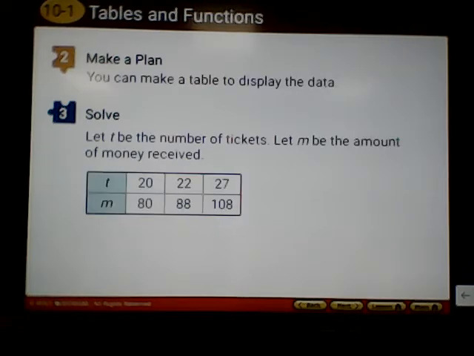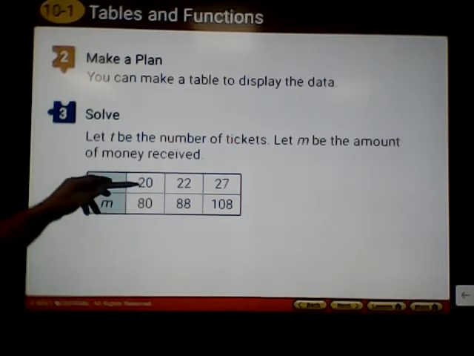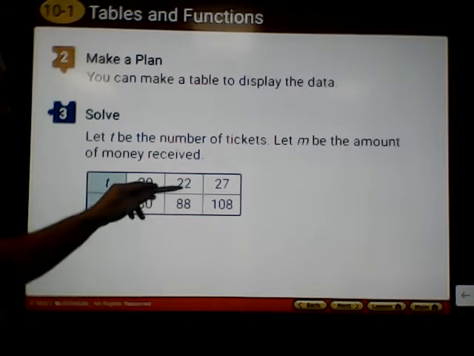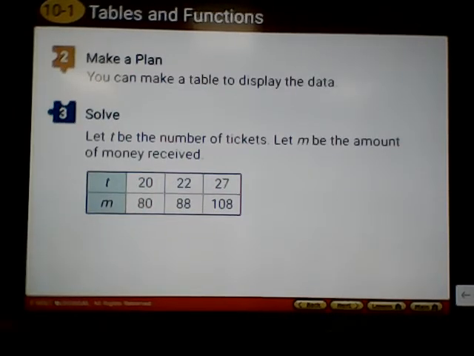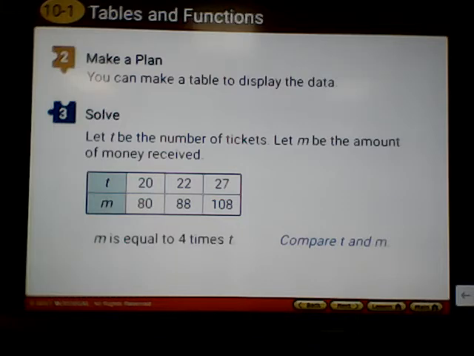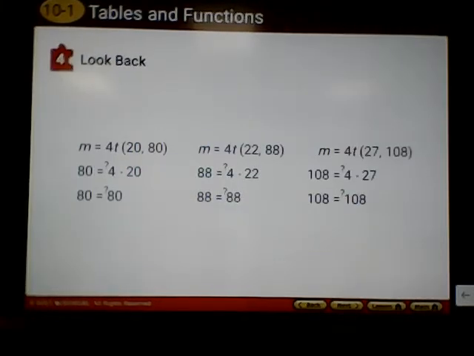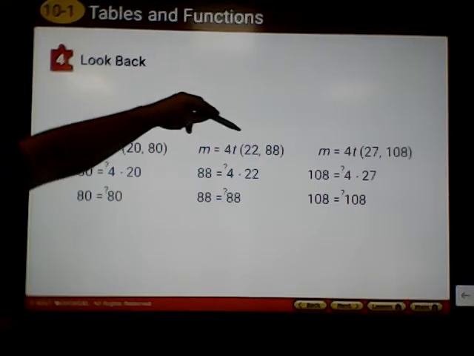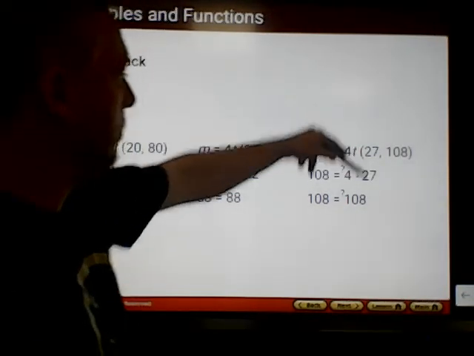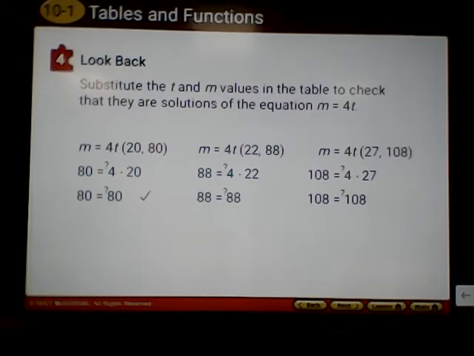So, the relationship between tickets sold and money received. To solve it, they use T and M. There's your chart, same thing we did in example 1. How many times does 20 go into 80? 22 goes into 88. 27 goes into 108. These are going to be one operation, not two. You're always dividing to find your answer, and your equation is going to be multiplication in the 6th grade book. If you divide them all out, you can see that it is times 4. You can use whatever letters you want; I just use Y and X every time. Here it shows you: 20 times 4 is 80, 22 times 4 is 88, and 27 times 4 is 108. So they all cost the same amount.